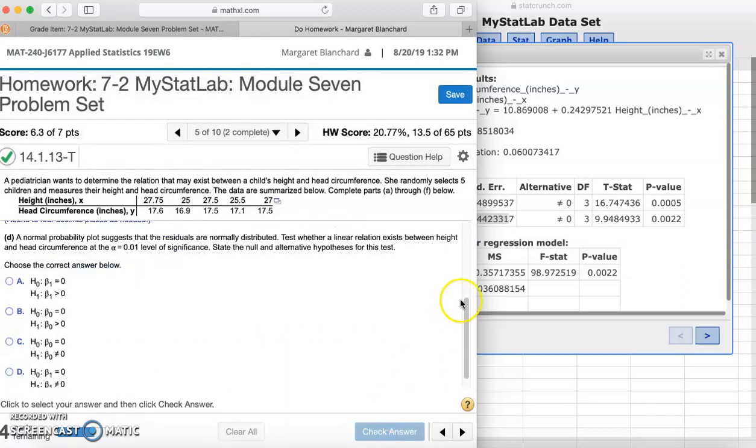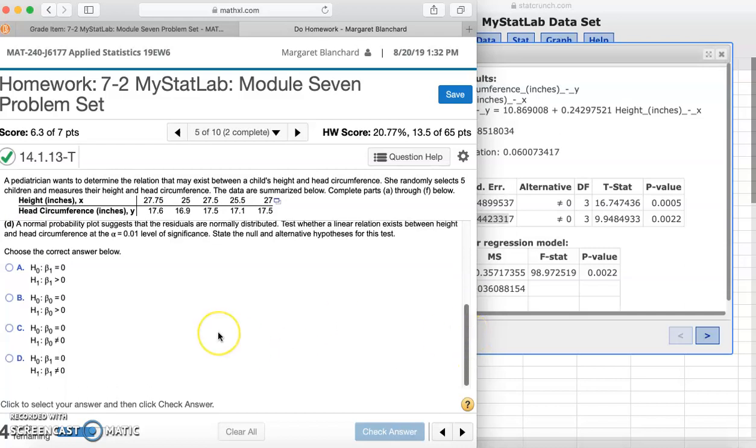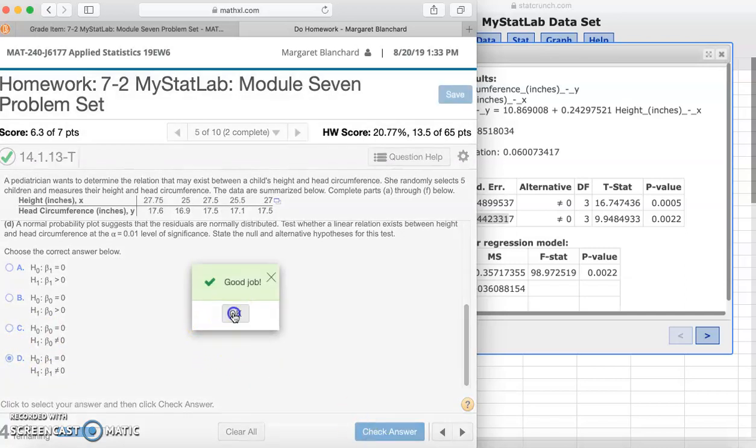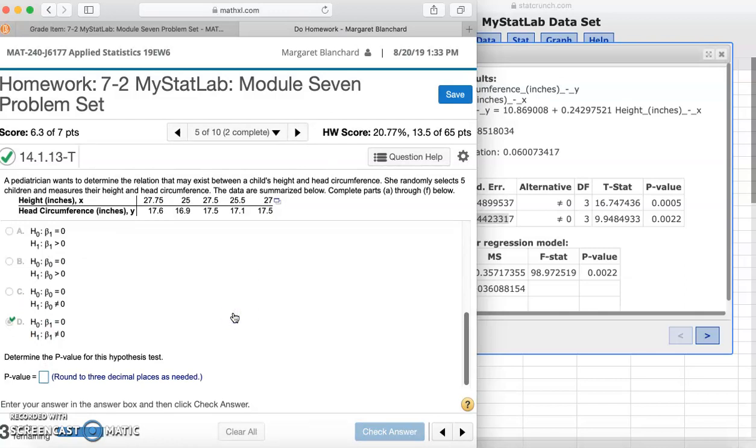Let's click continue. Part D, a normal probability plot suggests that the residuals are normally distributed. Test whether a linear relation exists between height and head circumference at the alpha equals 0.01 level of significance. State the null and alternative hypotheses for this test. So remember, in this case, we're testing to see if the slope is equal to 0 or not equal to 0. Basically the correlation coefficient. So we're looking at beta 1. That means our null hypothesis is that beta 1 is equal to 0. Our alternative is that beta 1 does not equal 0. So that would be option D. Check answer. Good job.